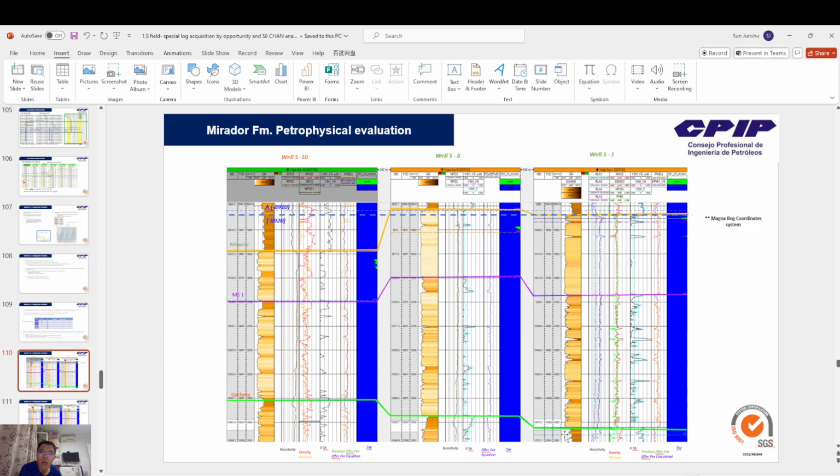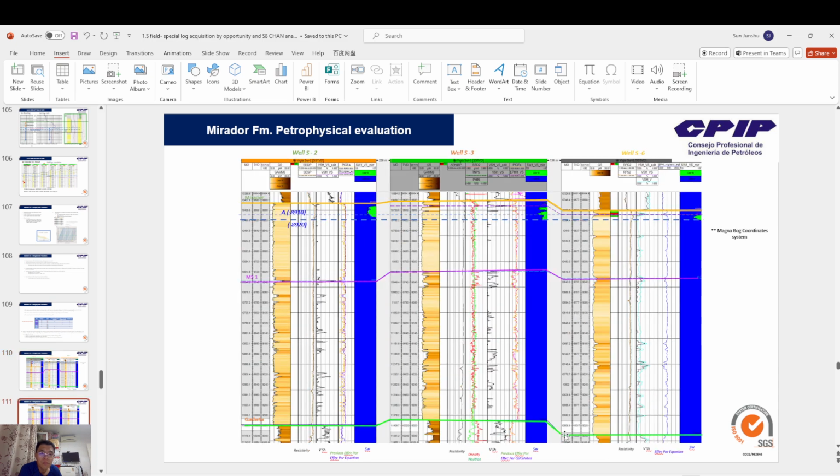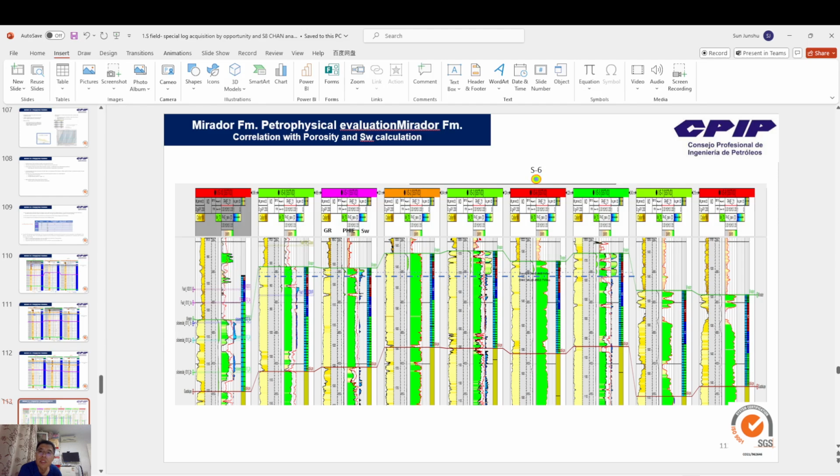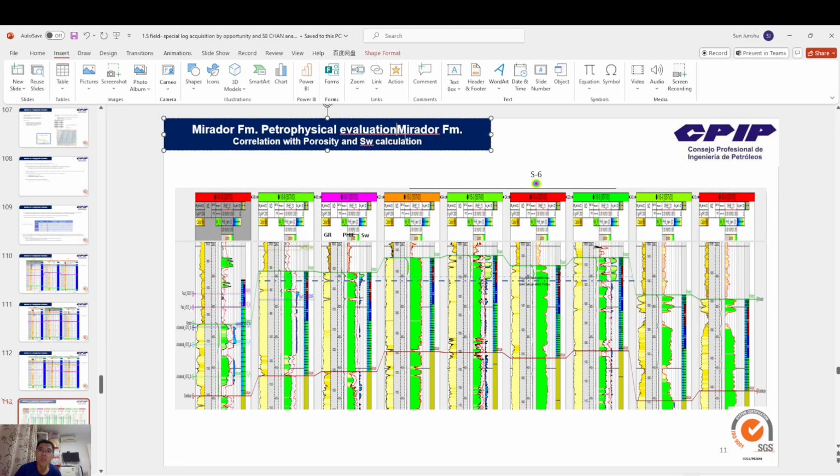S10, S8, and S1 correlation in Mirador. S2, S3, S6 correlation in Mirador. S5, S7, S9 correlation in Mirador. This is the Mirador formation petrophysical evaluation and the Mirador formation correlation with porosity and water saturation calculation.